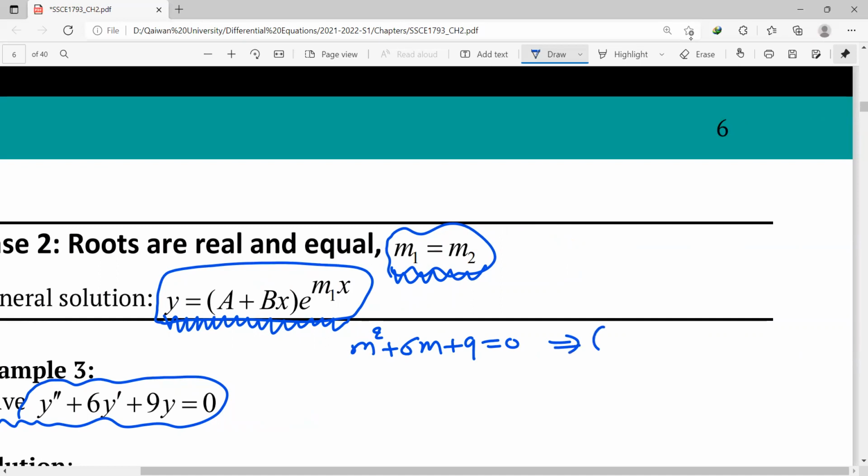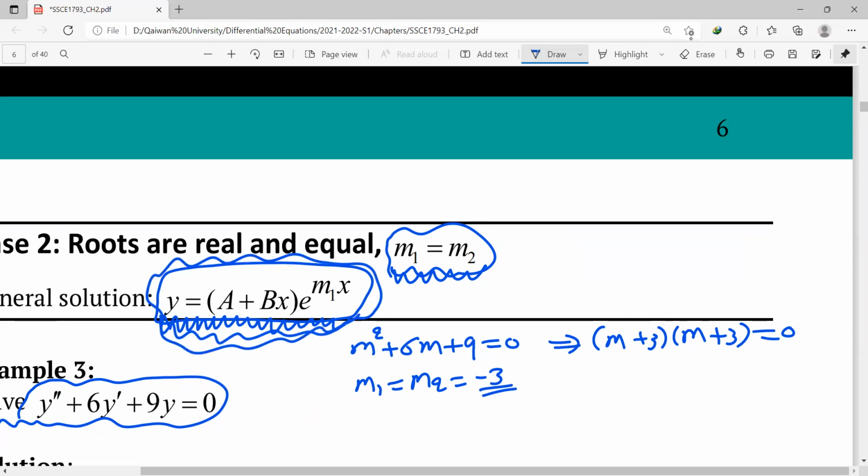From this, we can say m plus 3, sorry, not x, it's m plus 3, and m plus 3 equals 0. From both brackets, we get that m is -3. So m1 equals m2 equals -3. That's the value. So what's the general solution here? We are going to write it down here. We just replace m here, and that's all.